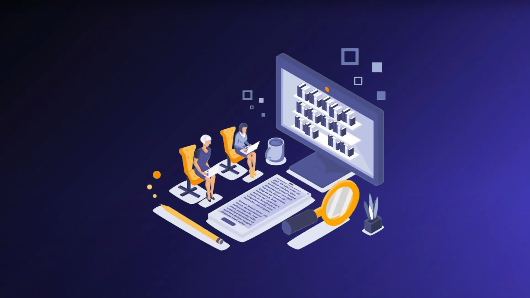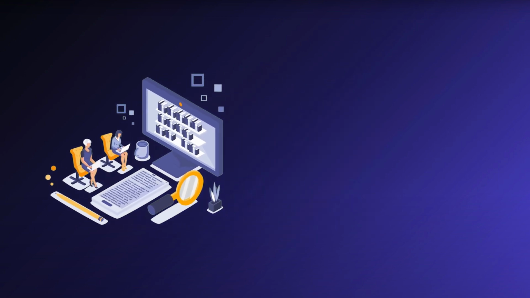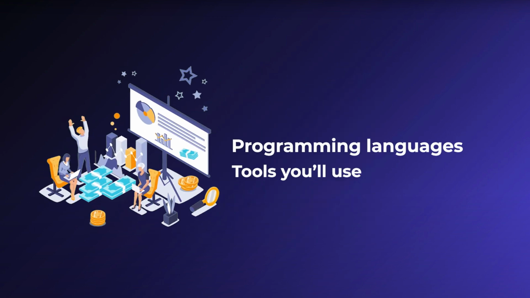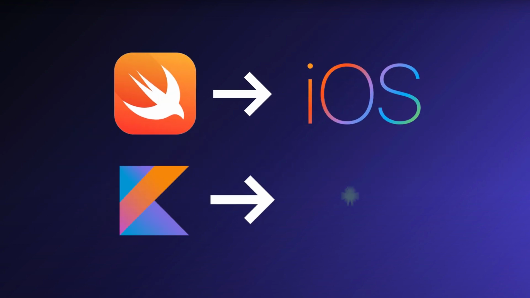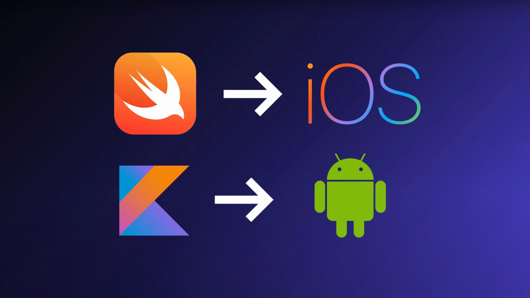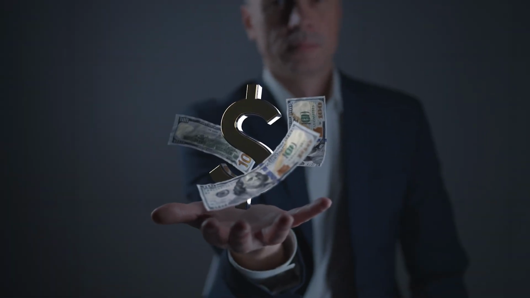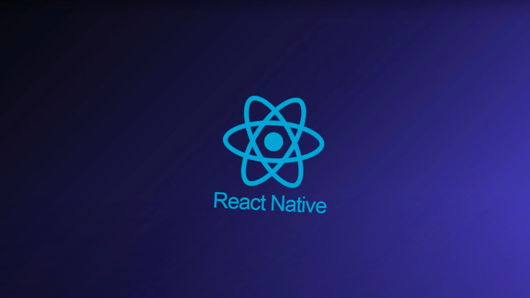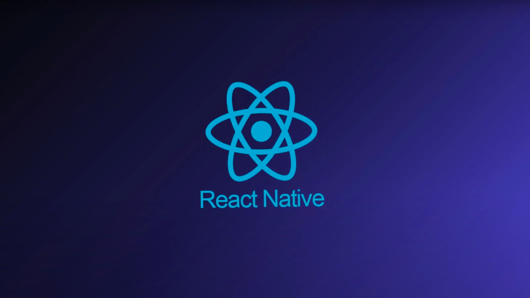Then, choose your tech stack and understand the project's complexity. The tech stack includes the programming languages and tools you'll use to build your app. For example, using Swift for iOS or Kotlin for Android might offer better performance, but requires more experienced and often more expensive developers. If you want to save money and time, you might use cross-platform tools like React Native, which lets you build for both iOS and Android simultaneously.